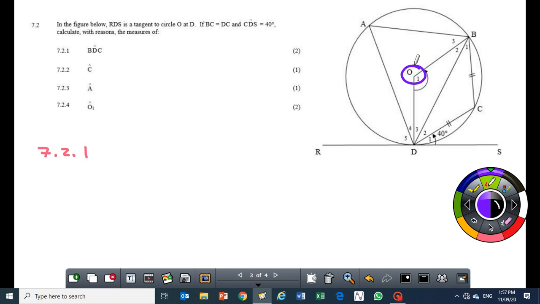Do we have a cyclic quad? 4 points on the circumference. We have point D, point C, point B, point A. Now, that should be a clue to you. Then I need to use one of the cyclic quad theorems: angles in the same segment, opposite angles of a cyclic quad add up to 180, or exterior angle of a cyclic quad. Any one of those 3 cyclic quad theorems. That's how you should approach the questions.